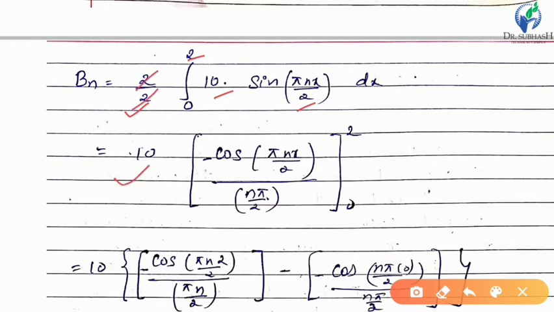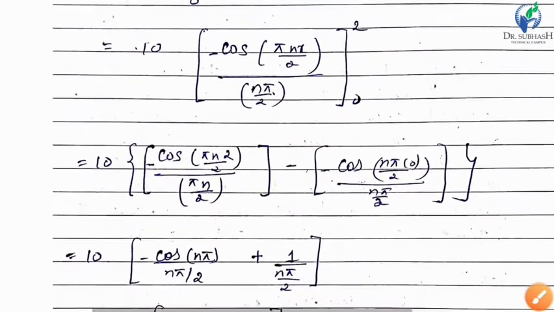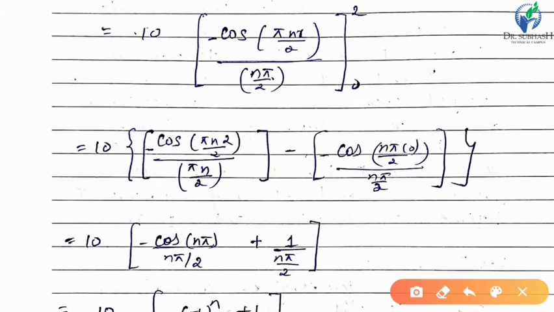This 10 I am taking out here. I will simply integrate sine function. So the integration of sine will be minus cos(nπx/2), and the coefficient of x will go to the denominator. And I will put the limit 2 and 0. First I am putting upper limit in place of x, so I am putting here 2, minus lower limit I am putting x = 0. Now here this 2 will get cancelled. So only minus cos(nπ) upon nπ/2 will remain.